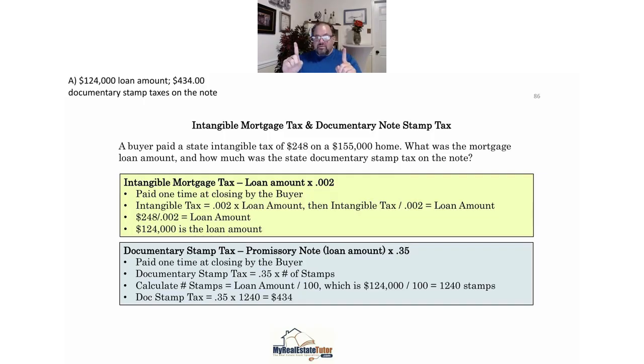Once I have the loan amount, I can calculate the number of stamps and how much documentary stamp tax is paid. If I take $124,000 and divide that by 100, I get 1,240 stamps, the normal way of calculating it. Times 35 cents, I'm going to end up paying $434. That's my documentary stamp tax. The intangible tax I paid was $248, but they didn't want that. They wanted me to calculate a loan amount to get my documentary stamp tax. So watch for this type of problem. You have to reverse it, and then you get the number that gives you your stamp tax.